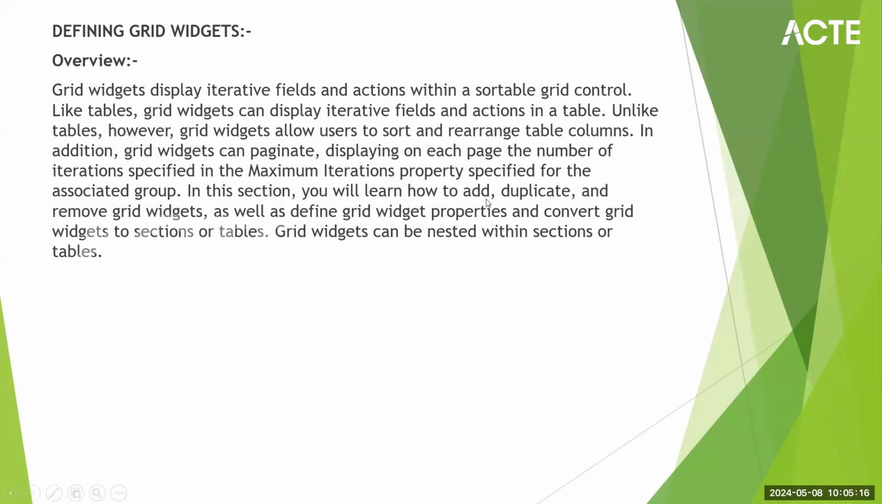Unlike tables, however, grid wizard allows users to sort and rearrange table columns. In addition, grid wizard can paginate, displaying on each page the number of iterations specified in the maximum iteration property specified for the associated group. In this section, you will learn how to add, duplicate, and resize. Basically, remember grid wizard is used for nothing but the iterative field, the same as a table.